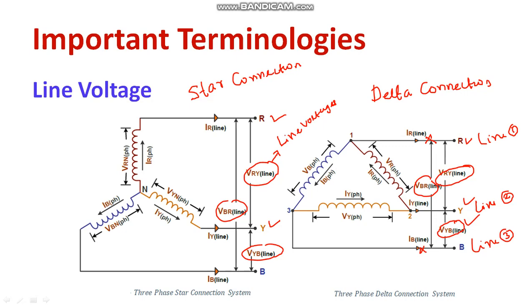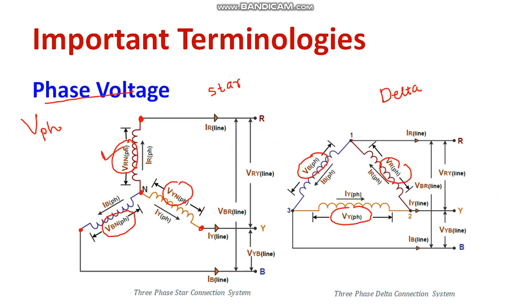Now I will tell you one thing. Have you made any conclusion regarding this? Look at the star connection. Please refer to the star connection. In case of star connection, we can understand that line voltage is not equal to phase voltage. But in case of delta connection, we can write line voltage equal to phase voltage. Hope you understood.